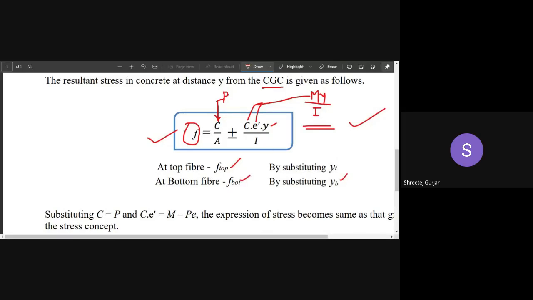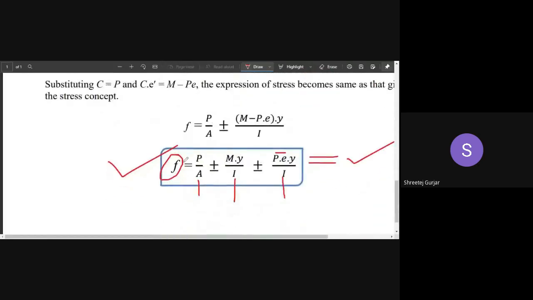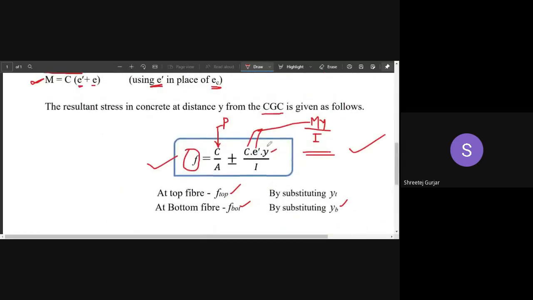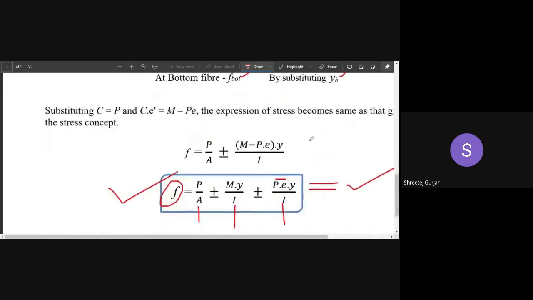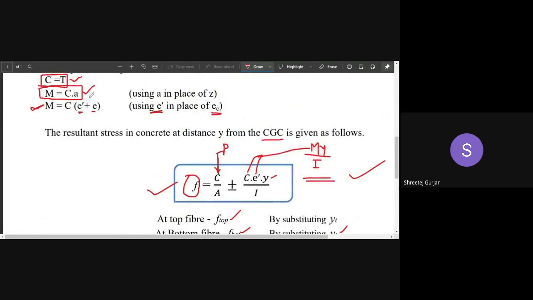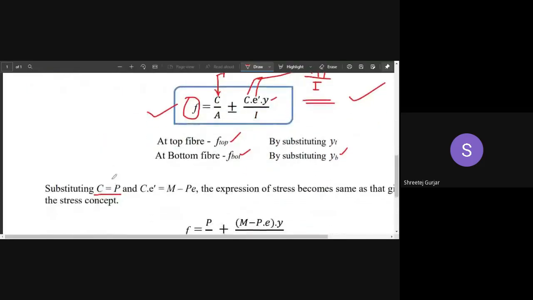So what we can do now is we will try to arrive at the stress concept equation from this equation. What we have currently generated from this equation, we will try to arrive at this stress concept equation. So substituting C is equal to P. We know C is equal to T, and what is T? T is nothing but our pre-stressing force P.